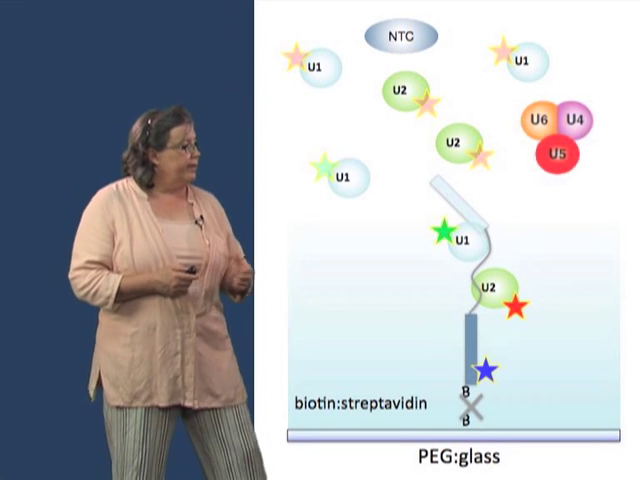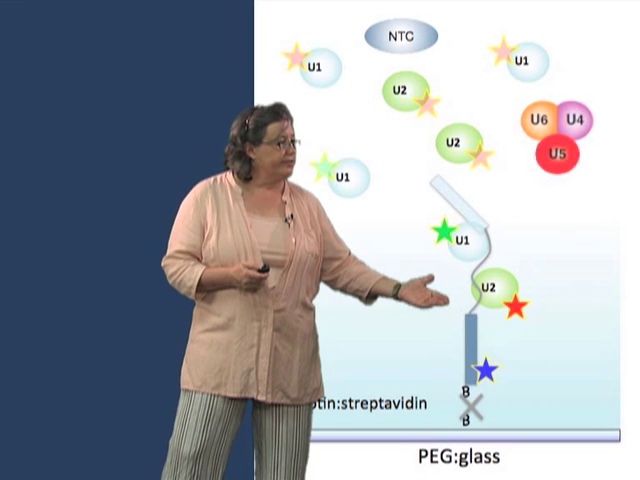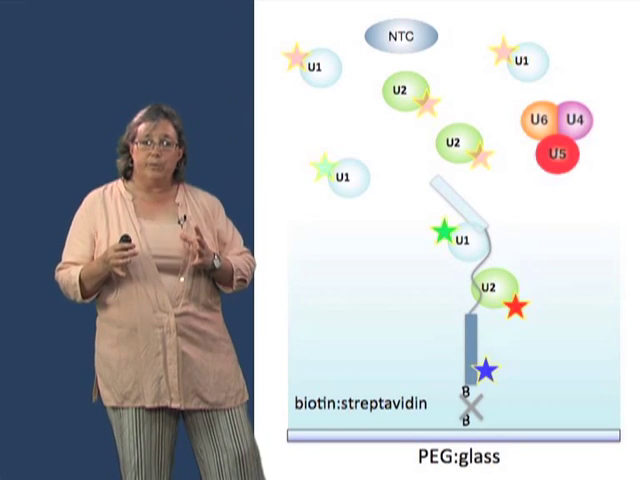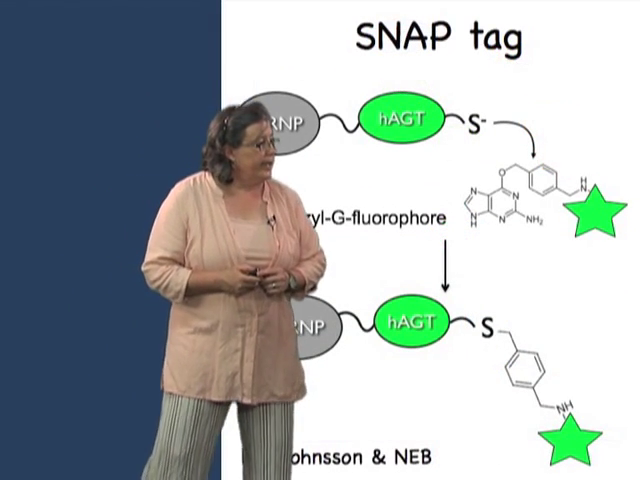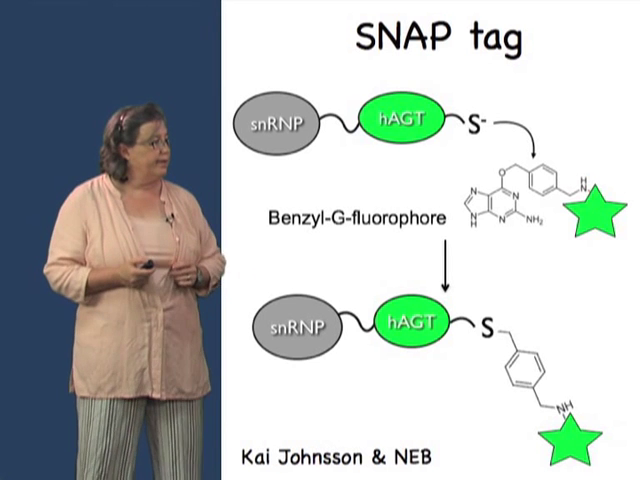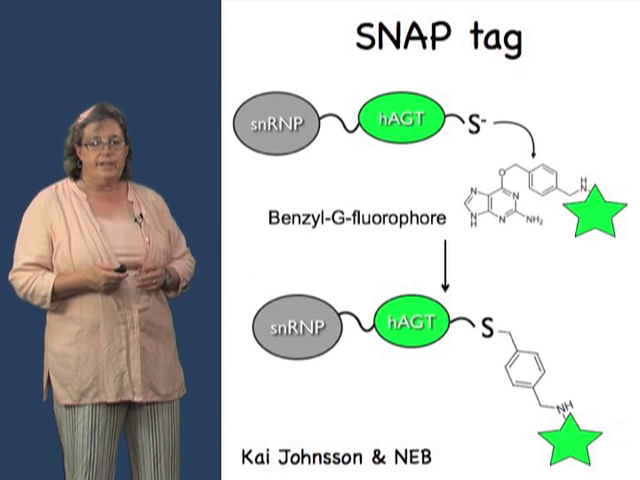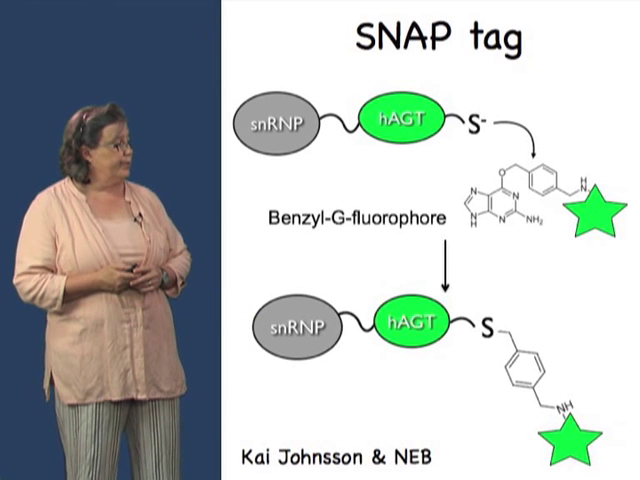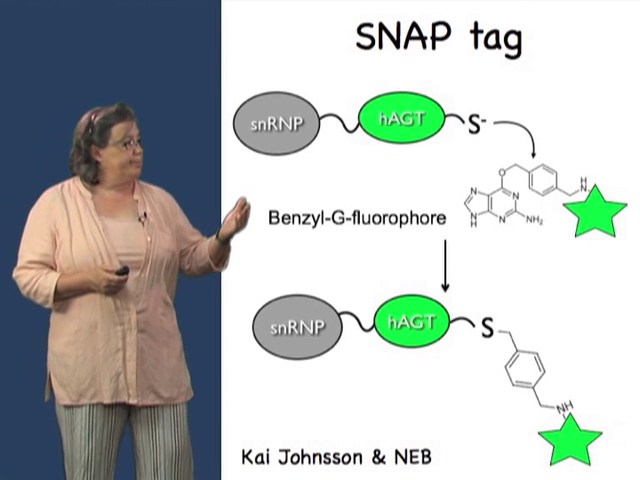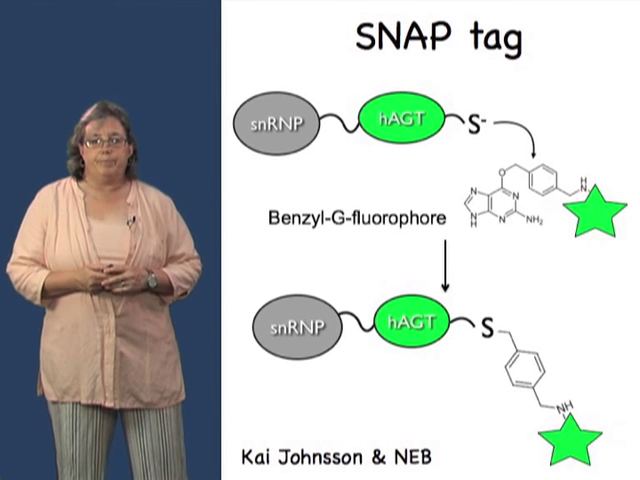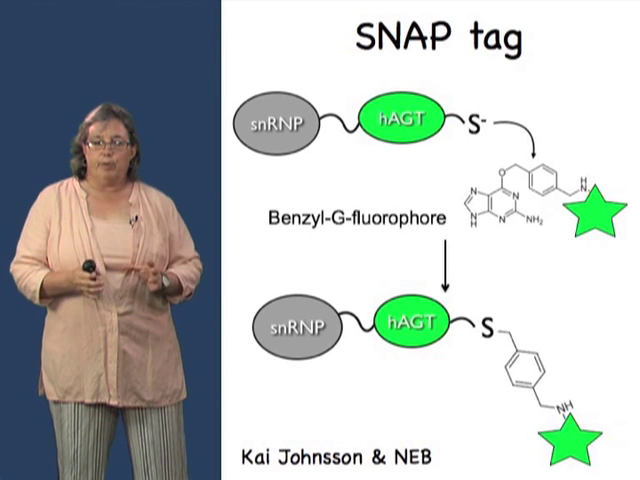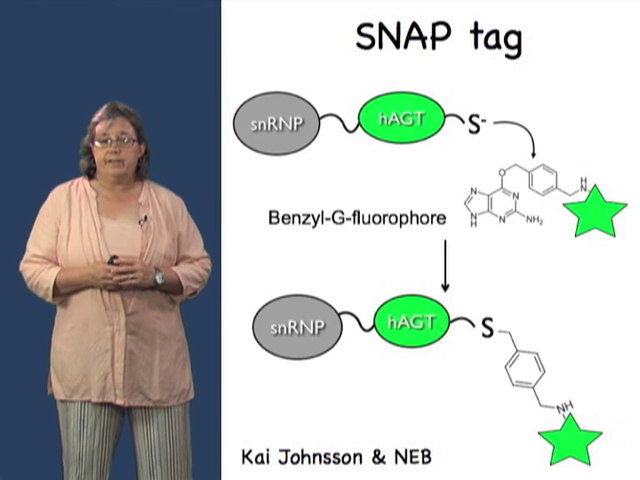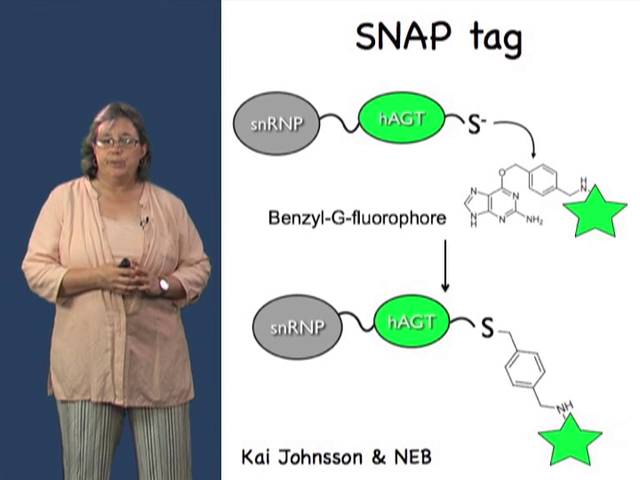Now, the other thing that we had to develop were other ways of tagging the snRNPs, because what we really wanted to do was to look at the snRNPs coming and going in real time. The way that we're tagging the snRNPs is using 2 protein tags. One is the SNAP tag that was developed by Kai Johnsson and is now available through New England Biolabs. SNAP is based on a protein that is a suicide enzyme that removes alkyl groups from guanine nucleotides in DNA. And so it transfers those alkyl groups to itself.